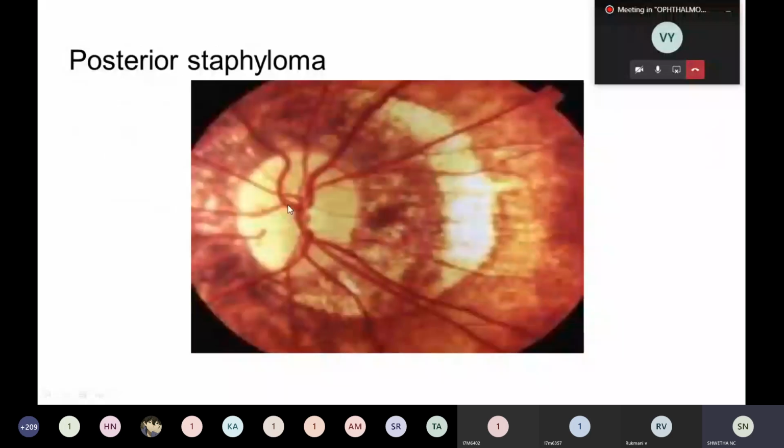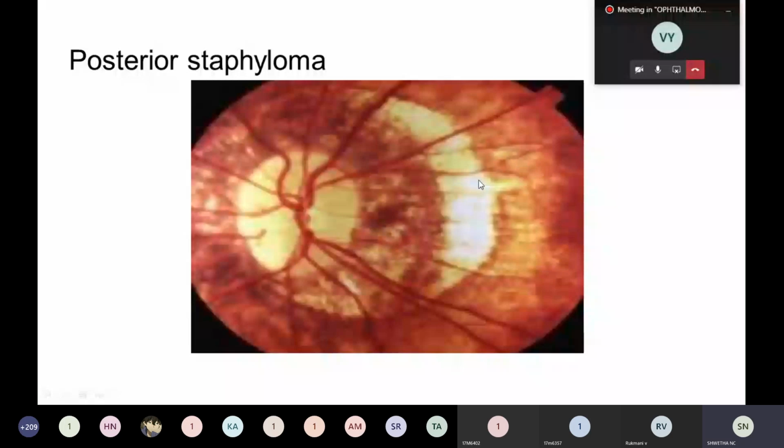So this is the typical picture of the posterior staphyloma, which is mainly because of the ectasia or thinning of the sclera that you see in very high myopes. Again, you see all these chorioretinal degenerative changes. This is a very classical picture of the posterior staphyloma.